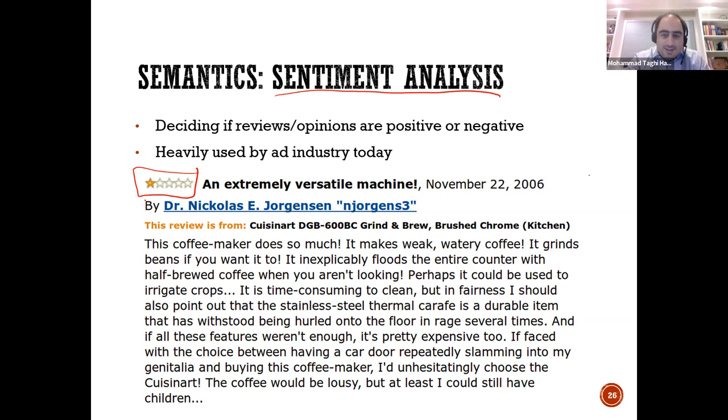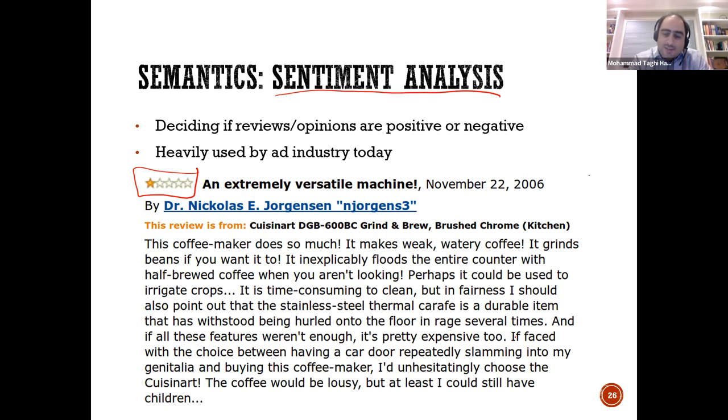But you can just read this one. This guy actually bought a coffee maker, and he has written nicely. Again, this is some kind of art that he has done. He essentially wants to say that this coffee maker is doing everything except making a good coffee, and in that sense, it is an extremely versatile machine. But you can read the sentence, and it's not clear at all whether it is a positive thing or not.